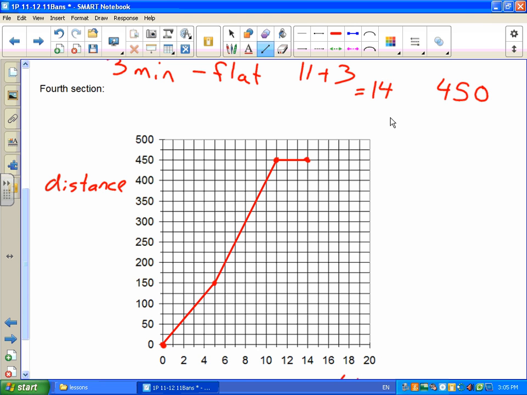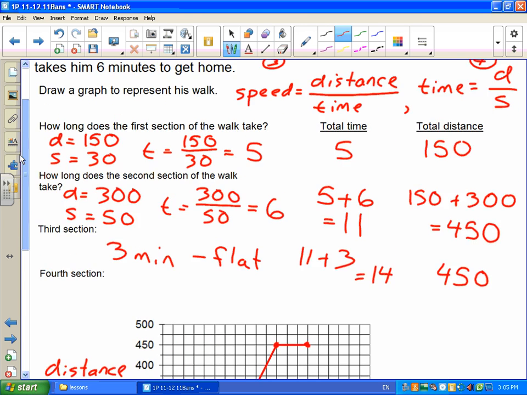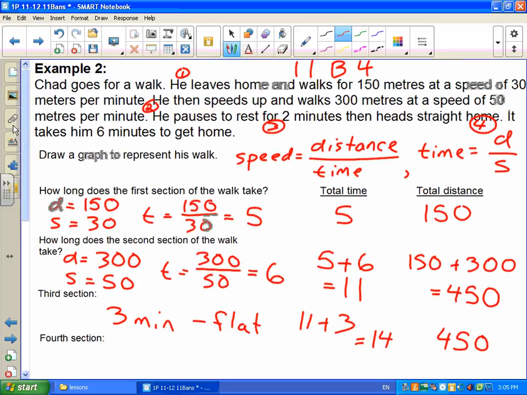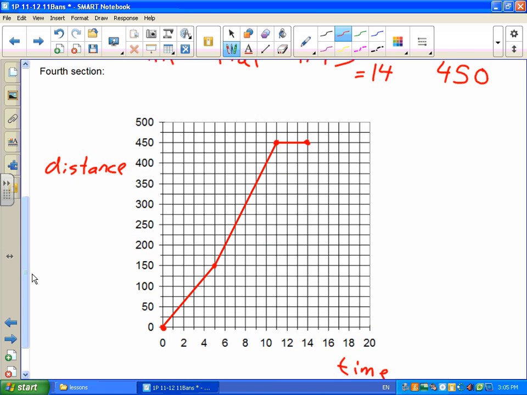Okay, what happens in the last section of our graph here? Section number 4, Riley, what happens here? It takes him 6 minutes to finish. Okay, so how should this line look? Where should it go, from this point here, where should it go to? To 20? Okay, because we were at, well, we were at 14, right? And it goes to, why does it go to 20?